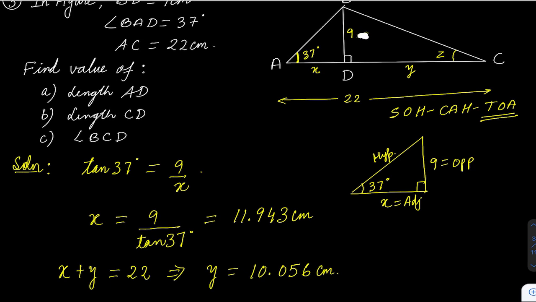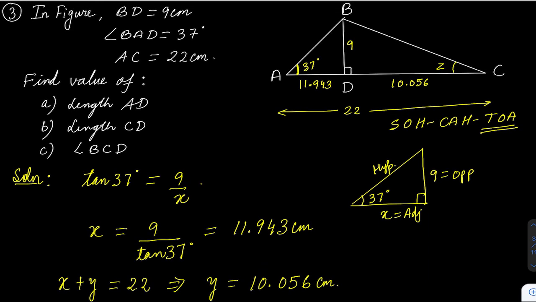So now in this triangle I have x value, I have y value. Let's write the values of x and y. X is 11.943, y is 10.056. I have to find z now. So z comes in triangle, you can see BDC. And if z is the angle that we are focusing on, then 9 becomes our opposite side. And this 10.056 becomes our adjacent side. And this obviously becomes our hypotenuse, because hypotenuse is always the side that is opposite to the 90 degrees.